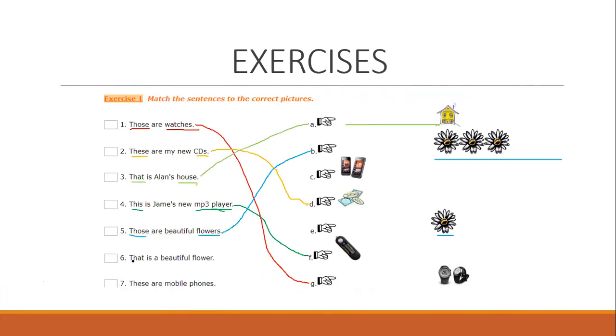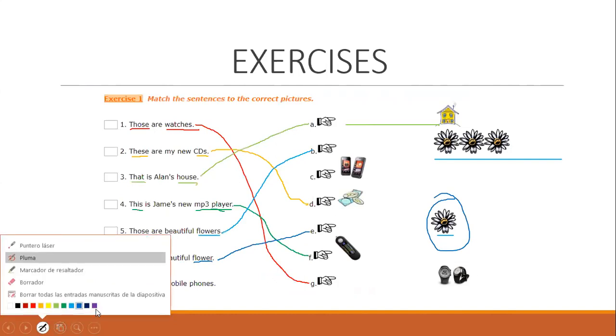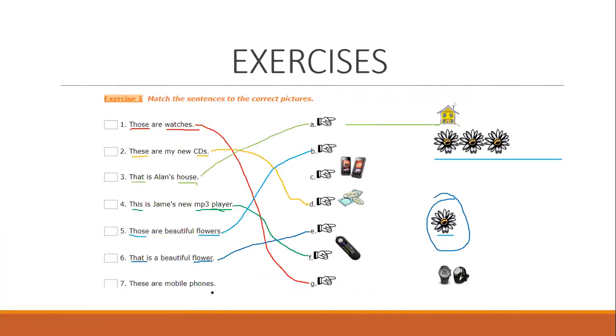Now, that is a beautiful flower. It's just singular. This one, right? Singular. So let's say here, the answer is this. Correct? And the last one here, we would say these are mobile phones. These, it's plural and short distance. So I'm talking about phones. So I go this way. These are mobile phones. Okay.